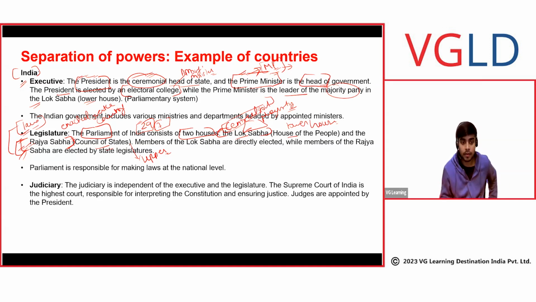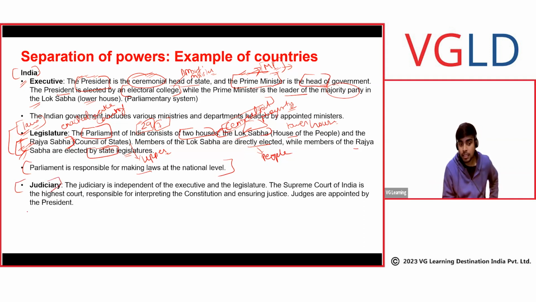While members of the Lok Sabha are directly elected by the people, Rajya Sabha members are elected by the state legislature. We have state assemblies, like the assembly in the Maharashtra government, the Delhi government, the Tamil Nadu government, the Himachal Pradesh government. So we have different state governments. These are state legislatures, and they appoint their members to be represented in the Rajya Sabha. Now, Parliament is responsible for making laws at the national level.